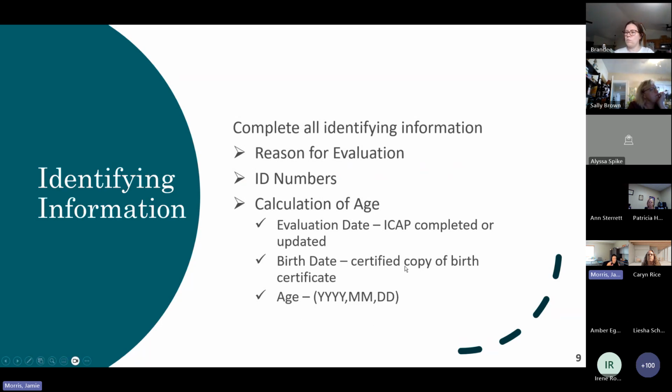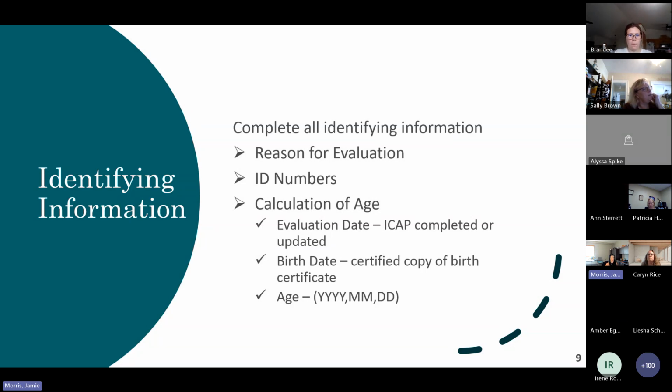The next box down is to calculate the age, because we know the age is related to determining the service score. We want to make sure the birth date is accurate. Excuse me, I skipped evaluation date. We want the evaluation date, the date that this assessment was given, first, and you're putting it in the format of 4 digits for the year, 2 for the month, and 2 for the day.